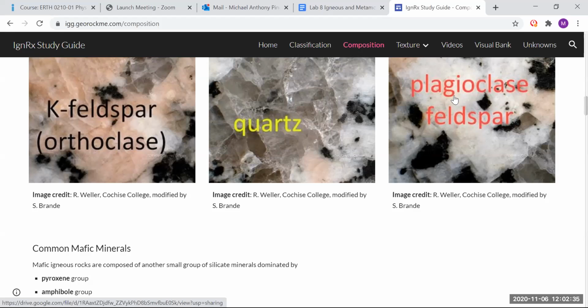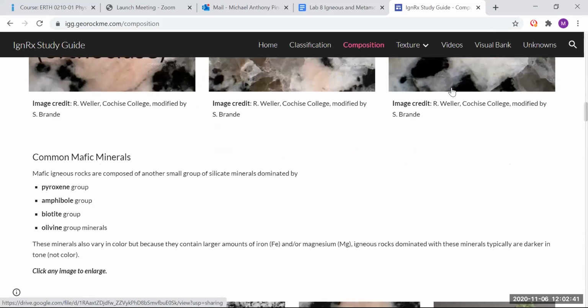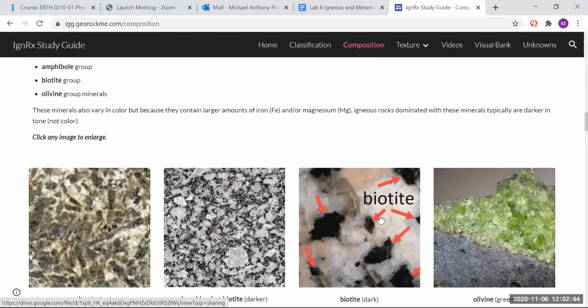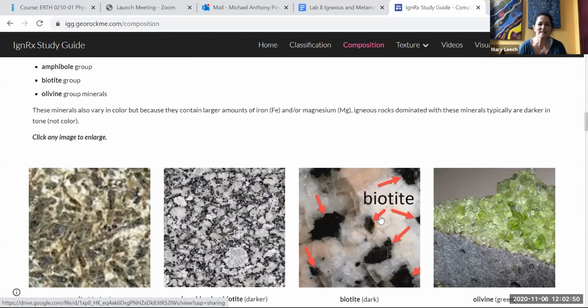Would it be, how do you pronounce this? Plagioclase. Plagioclase feldspar with biotite. Yeah, biotite. Most mineral or rock names end with ite. Right. Okay. So biotite, andesite, rhyolite.